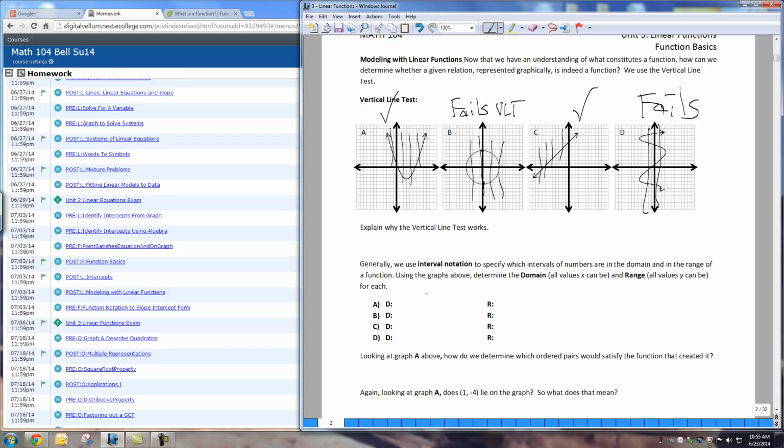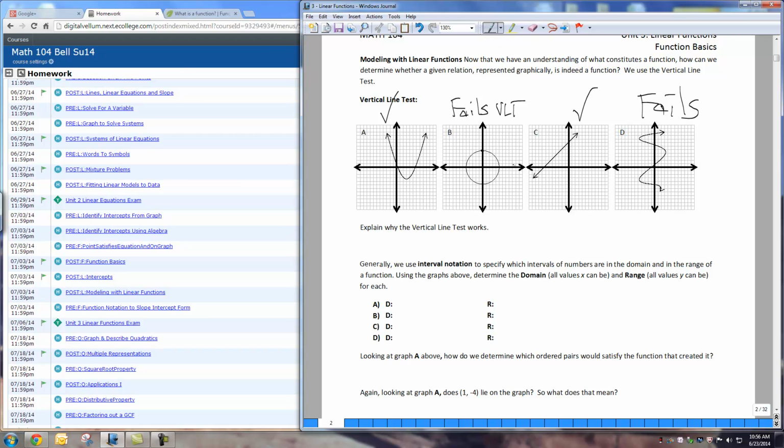Okay. Now, generally, now we're going to talk about domain and range. This is a concept that is difficult for some people to grasp. So now, what I'm going to do is erase this stuff off these graphs so I can really talk about domain and range without it getting mixed up with this other notation.